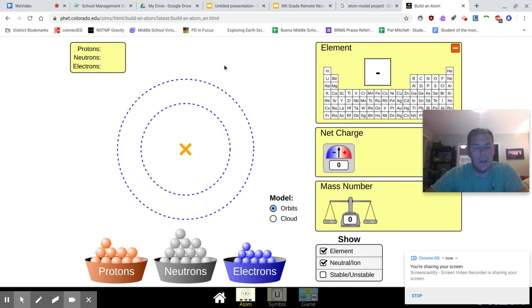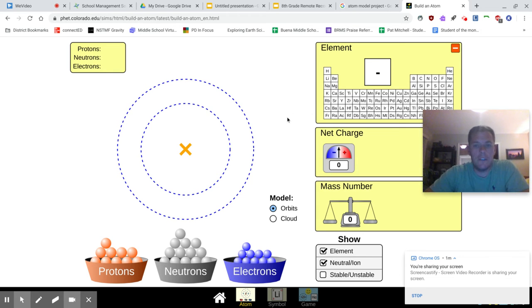Go back to this simulator where you can build a model of the atom. Now, you're only going to have a choice of the first 10 atoms on the periodic table. So that takes you from hydrogen, which would be number 1. And if you go all the way over to neon, that's the number 10 atom on the periodic table. So pick 1 through 10.